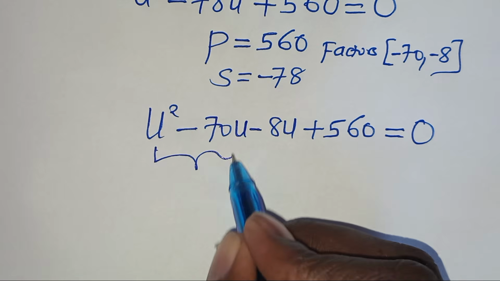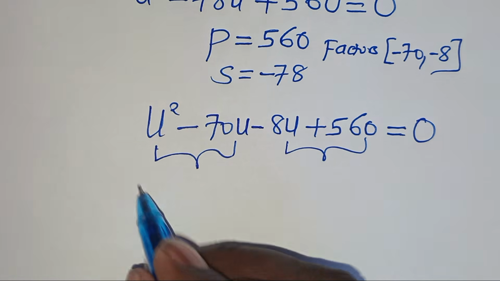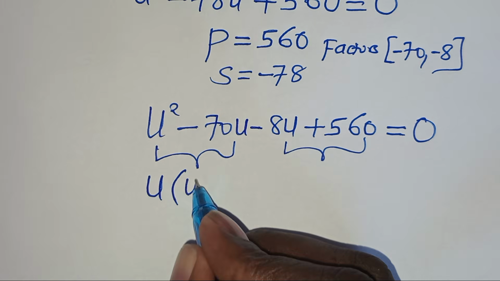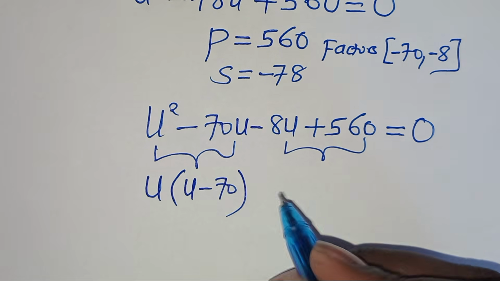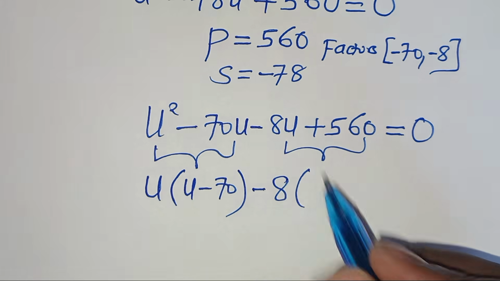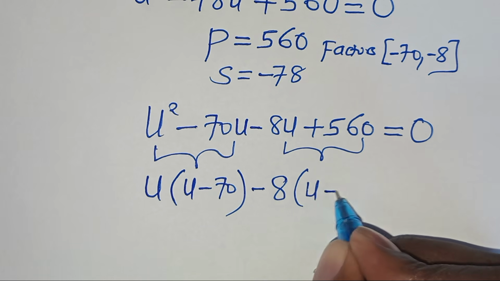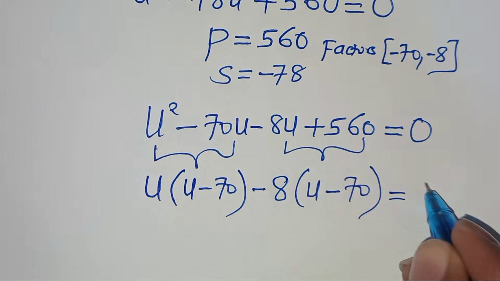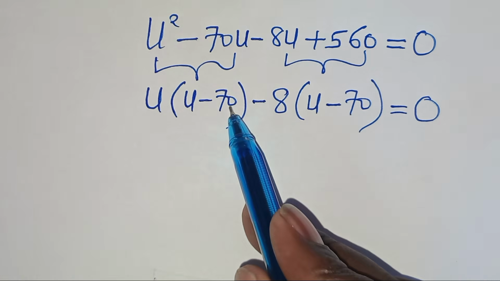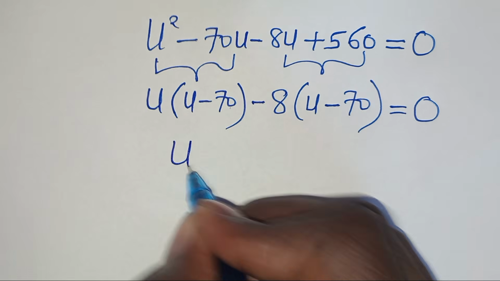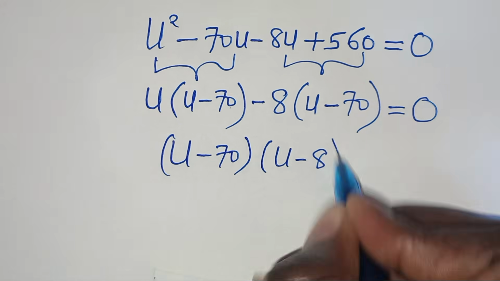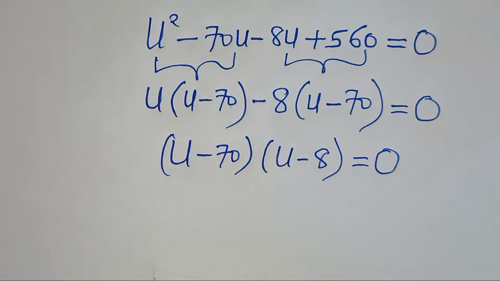So from the first part, we have got two parts here. From the first part, u is common. Let's factor out u so that we have u times (u - 70). Minus 8 is common here. Let's factor out 8 so that we have (u - 70). This is equal to 0. Now we have got (u - 70) is common here. So let's factor out (u - 70). Then we have (u - 8). This is equal to 0.